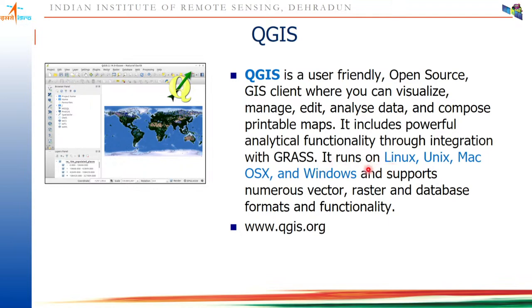It runs on all different operating systems. If you have a Linux based, if you have a MacBook, an Apple based, or a Windows based system, QGIS works seamlessly in all these operating systems, and it supports numerous raster, vector, database formats and functionalities. So, a very popular software. You can go to this website qgis.org, download it, and use it free of cost. There is no money required to download and use the software.